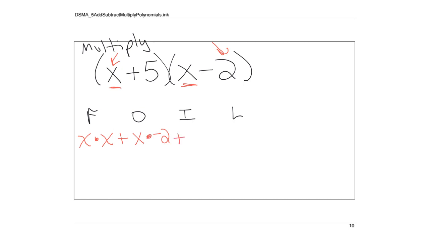Then we're going to do our inner terms. So that would be 5 times x. And then finally, we want our last terms. And that would be 5 times -2. Okay, so we took the first terms, we took x times x, then we took the outer terms, so we took x times the -2. Then we took our inner terms, so that was 5 times x. And then finally, we took our last terms, and that was 5 times the -2.